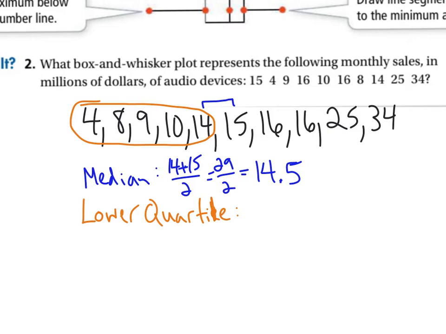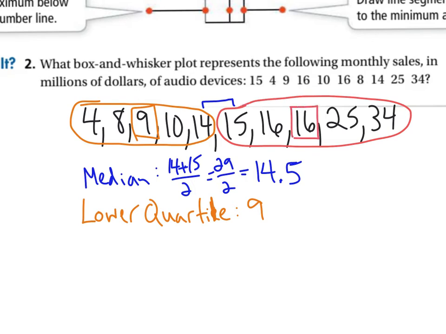So lower quartile, there's 5 numbers. The middle of those is 9, so 9 would be our lower quartile. And upper quartile, the same idea. We have all 5 of these numbers above the median. So this 16 is going to be our upper quartile. So upper quartile is 16.